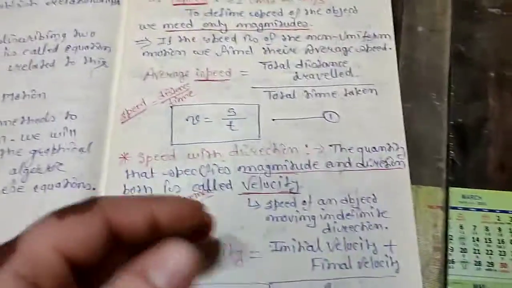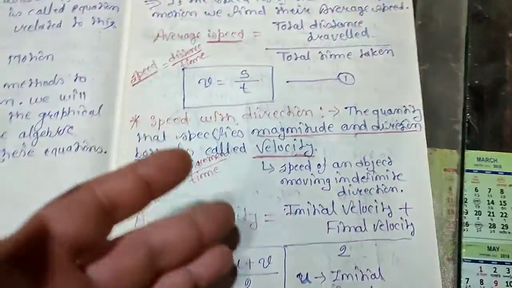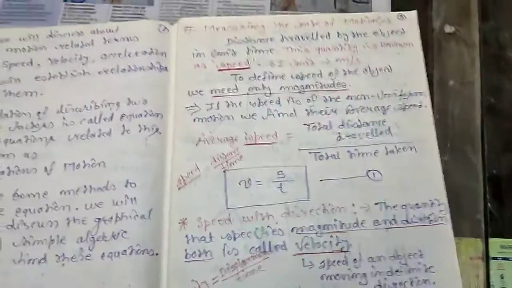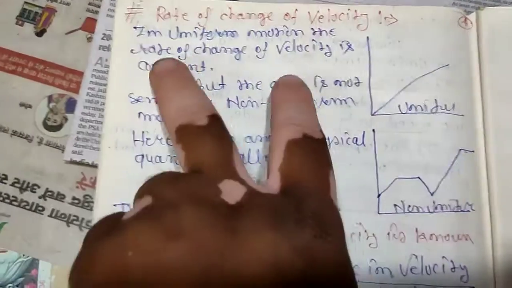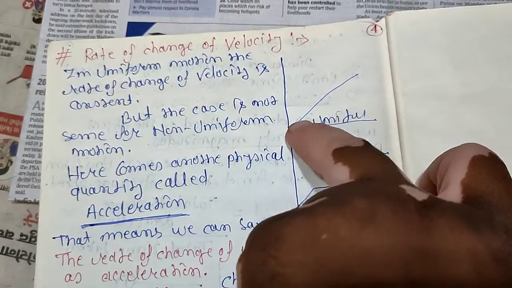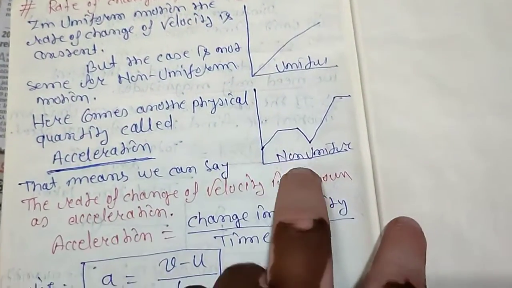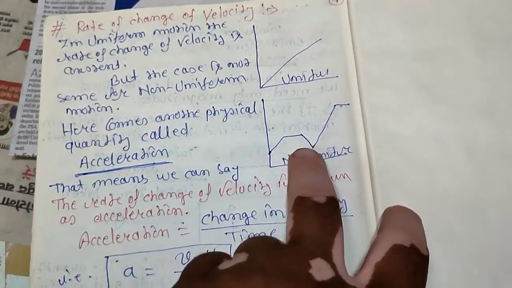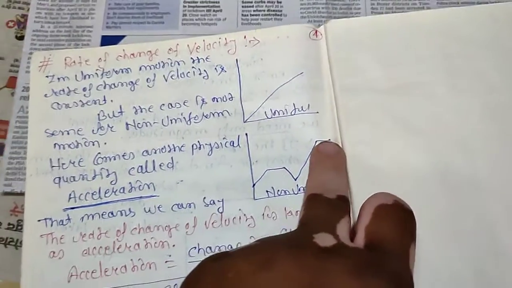Okay, so we have discussed average speed and average velocity. Now one more term is acceleration, which will be required throughout for finding the equations of motion. Acceleration is nothing but the rate of change of velocity. As we can see in uniform motion, there is no rate of change. You can see there is a constant line, but for non-uniform motion sometimes the velocity is rising, sometimes it is constant, again decreasing, again rising, again constant.